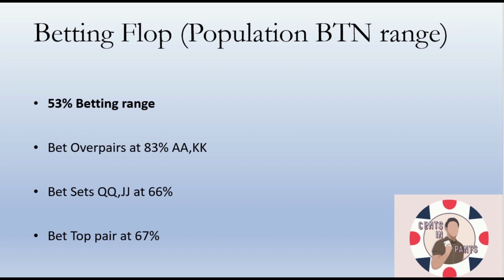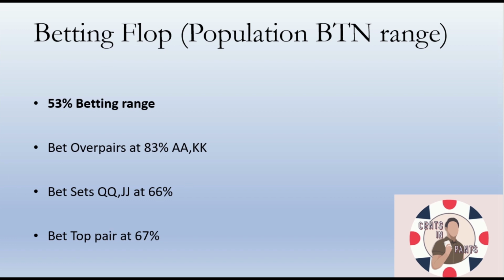Okay, so here are some important numbers when we consider betting the flop against a button population range. Against that range, we should be betting 53% of the time. Most of our overpairs, including aces and kings, will be bets at 83%. Our sets will be bet at 66%. For our sets, I think jacks are more of a bet because we don't block top pair, because holding queens will block top pair. And if we hold top pair, we should be looking to bet 67% of the time.